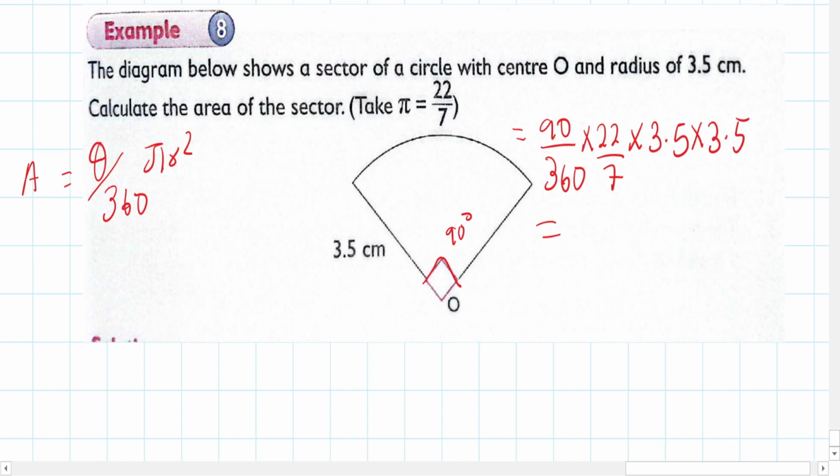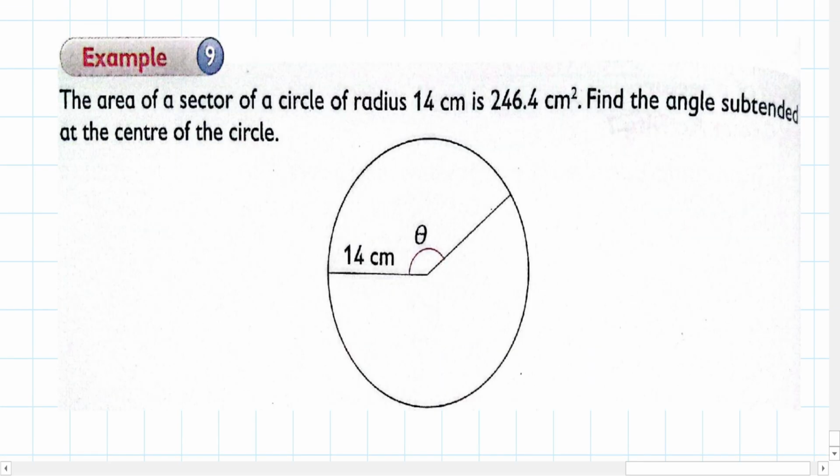So let's see how much it gives us. If you have a calculator, don't stress yourself. Just put whatever you see on your calculator. It is going to give you 9.625 centimeter square. That is your area.